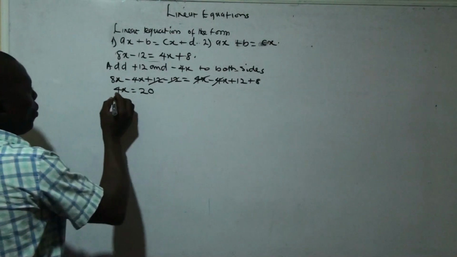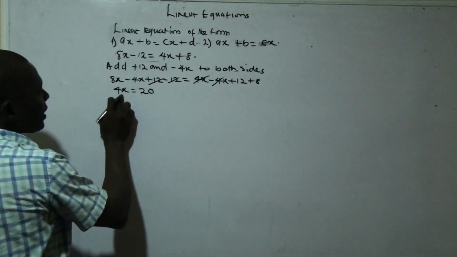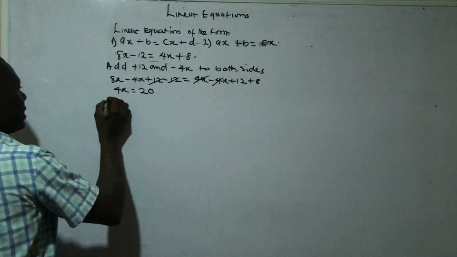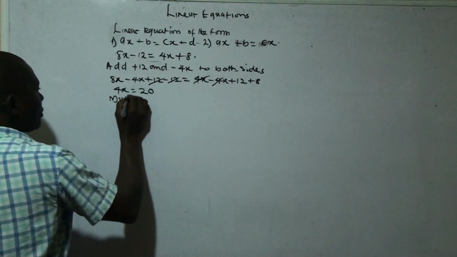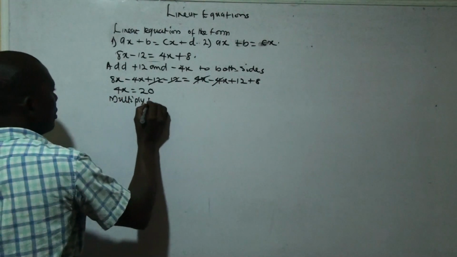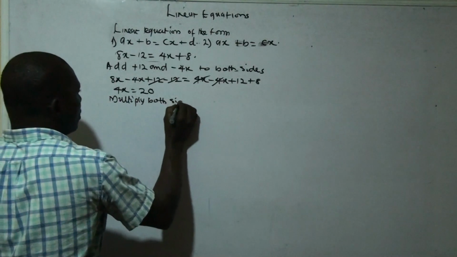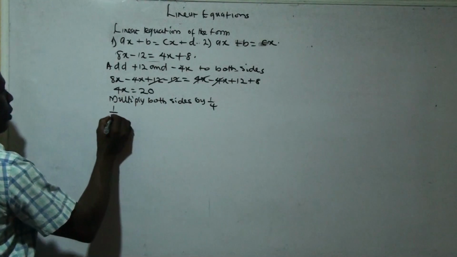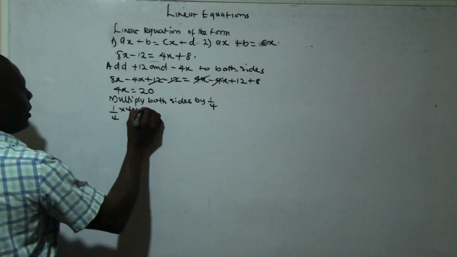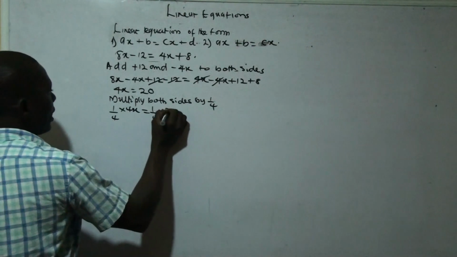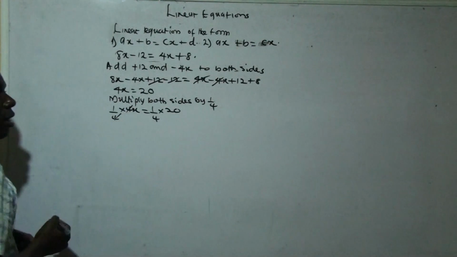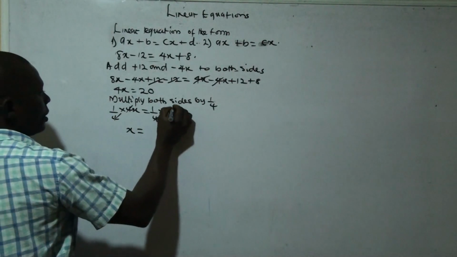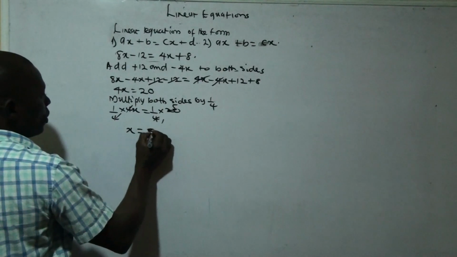Okay, the next step is that we look at the coefficient of the unknown. The coefficient of x is 4, and we'll find the multiplicative inverse of 4, which is 1 over 4. The next thing you say: multiply both sides by 1 over 4. So here 1 over 4 times 4x is equal to 1 over 4 times 20. So this 4 will cancel 4, leaving 1, and 4 in 20 will give 5. So x is equal to 5.